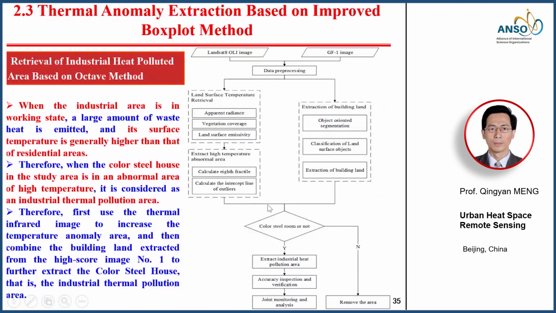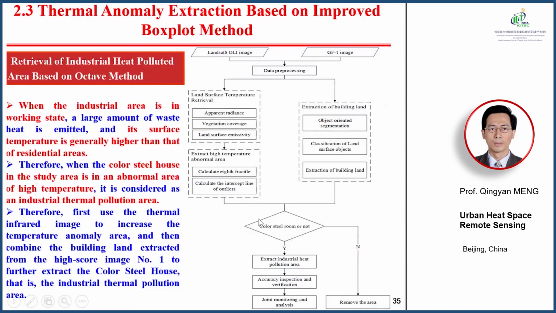When the industrial area is in the working state, a large amount of waste heat is emitted, and the surface temperature is generally higher than the other areas, for example, the residential area. So the color steel house in the study area is also in an abnormal area of high temperature, and is considered to be the industrial thermal pollution area.